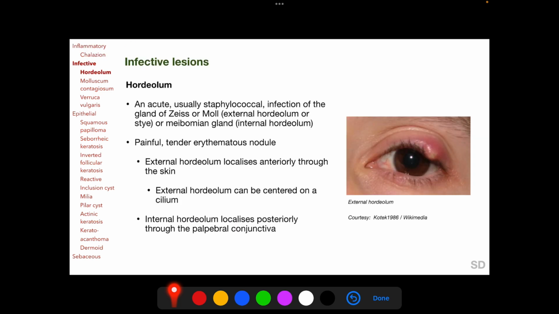Hordeolum is an acute, usually staphylococcal infection of the gland of Zeiss or Moll, when it is called an external hordeolum or sty, or it can also involve the meibomian gland when it is called an internal hordeolum. So here we find a picture of a patient with external hordeolum or sty, and hordeolum, unlike chalazion, are painful and tender. External hordeolum, as we see here in this picture, localizes anteriorly through the skin and can be centered on an eyelash. However, internal hordeolum usually localizes posteriorly through the palpebral conjunctiva.